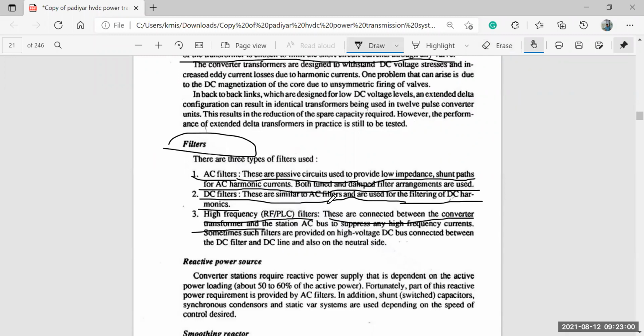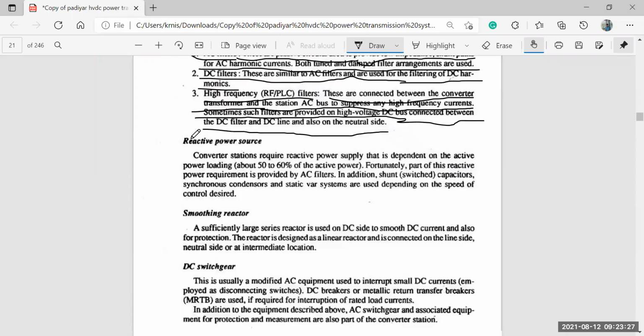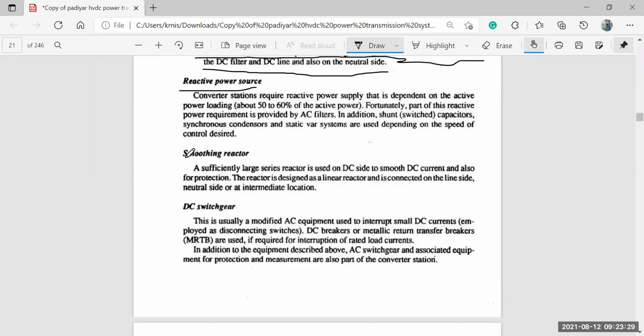DC filters are similar to the AC filters and are used for filtering DC harmonics. Now these are connected between the converter transformer and the AC station bus to suppress high frequency current. Sometimes such filters are provided on a high voltage DC bus connected between your DC filter and DC line, also known as the neutral side.